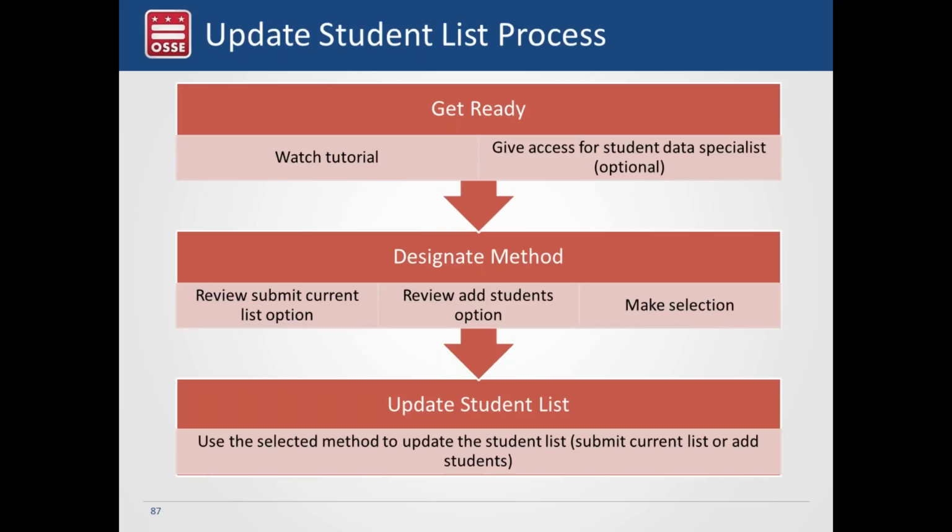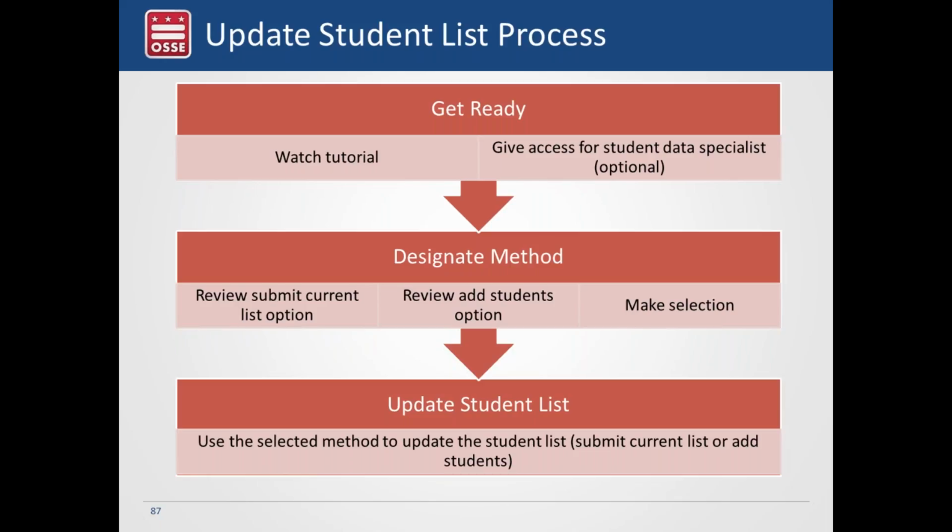The final task that you have to complete is to update student lists. This section is a task that has to be done after January 4th. And the main goal of this section is to make sure that any new students that have come to your school since the October enrollment audit file was submitted, or if students were inadvertently missed from your original roster, they need to be included as well. This is your opportunity to identify those students.